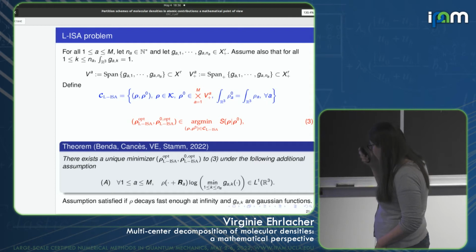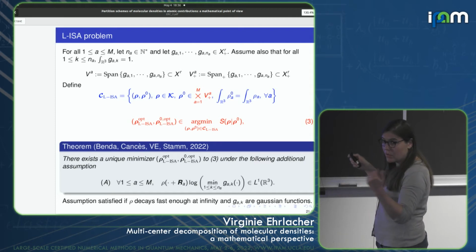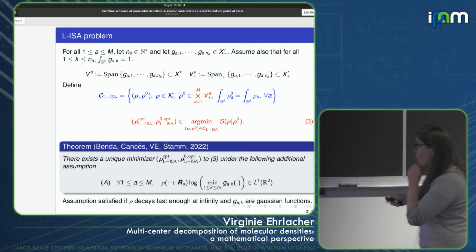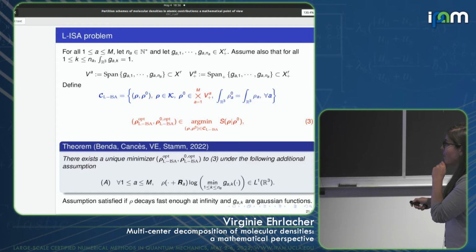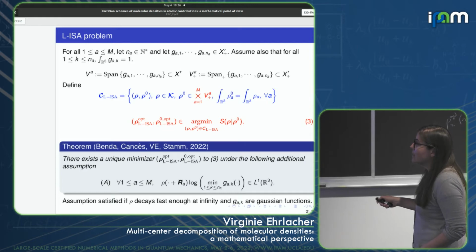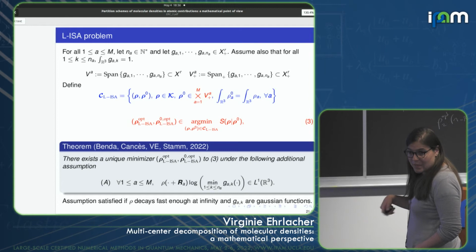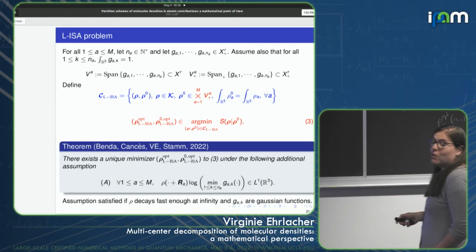Okay? And then I can consider an approximate minimization problem, which is kind of a discretized counterpart of the original ISA problem I showed you before. And it consists in trying to find rho opt L-ISA and rho 0 opt L-ISA, which minimize the same entropy functional, but this time over this set C_L-ISA, where here I'm just considering this set V_A plus instead of all the radially symmetric functions.